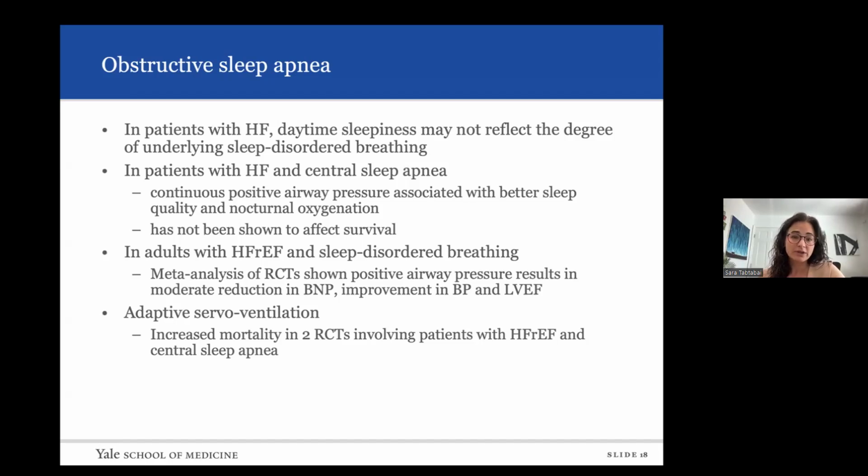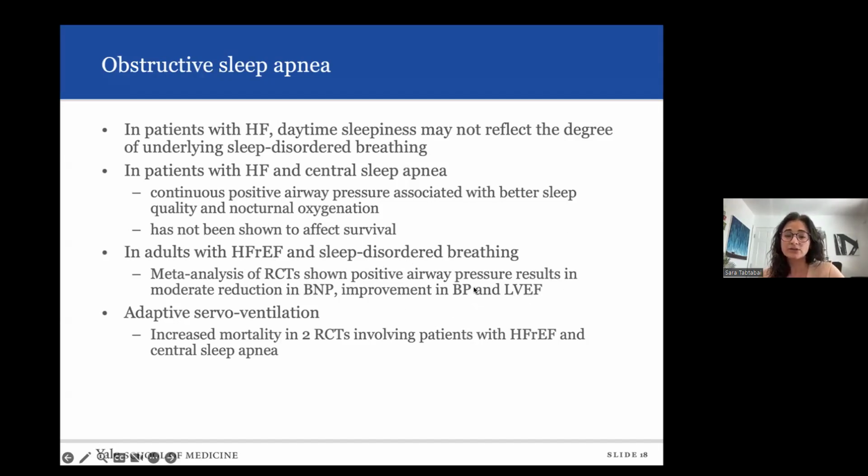In patients with heart failure and central sleep apnea, as you can see in the second bullet, continuous positive airway pressure is associated with better sleep quality and nocturnal oxygen. It has not been shown to affect survival. And then in patients with HFrEF and sleep-disordered breathing, there's a meta-analysis of randomized controlled trials that shows positive airway pressure results in moderate reduction in BNP, improvement in blood pressure, and LVEF.